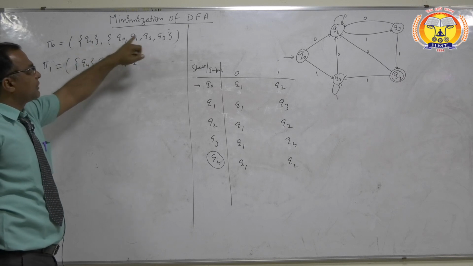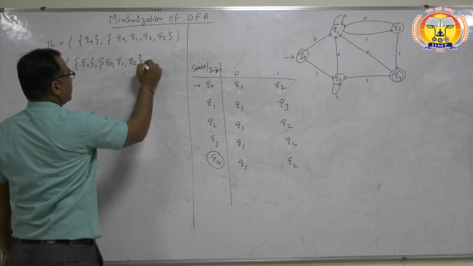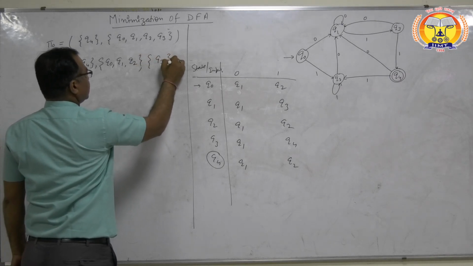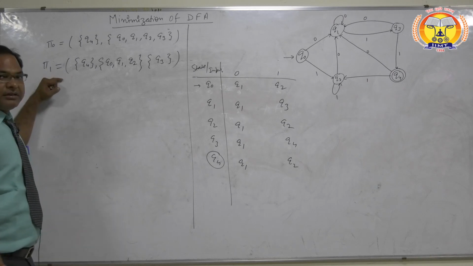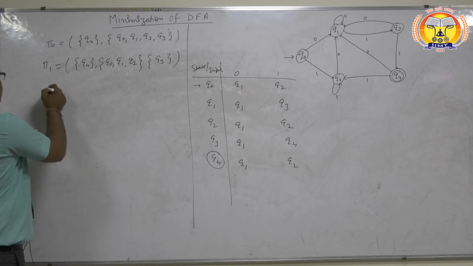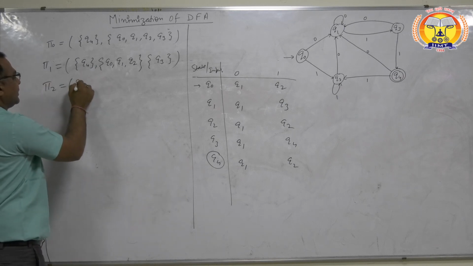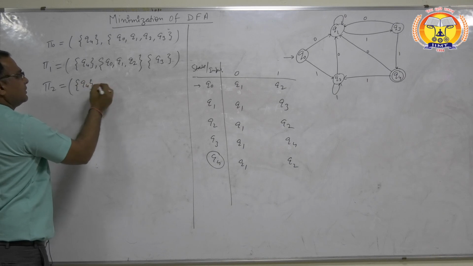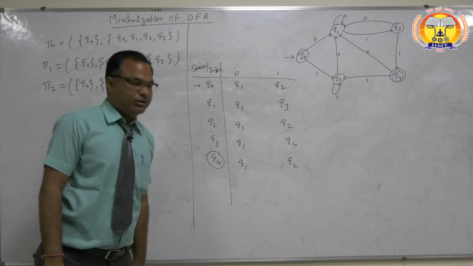So Q0 and Q3 are not 1 equivalent. So Q3 remains different. So this is the pi 1. Now we will calculate pi 2, meaning 2 equivalent. How will we check? The single element, so there is no need to check for this. Now, are Q0 and Q1 2 equivalent to each other or not?